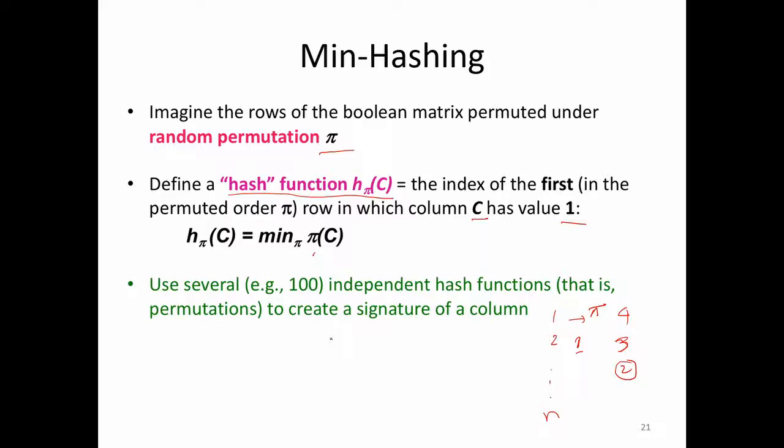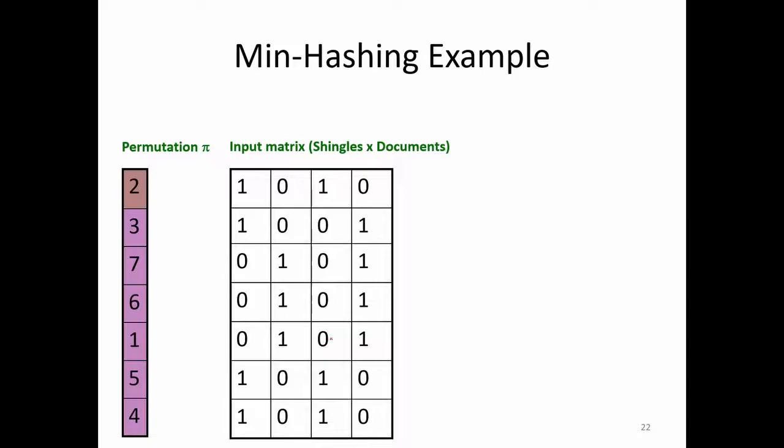So depending on what permutation of the rows you do, you will have different signatures for each column. Okay, so let us see an example. Remember that this is our document matrix.